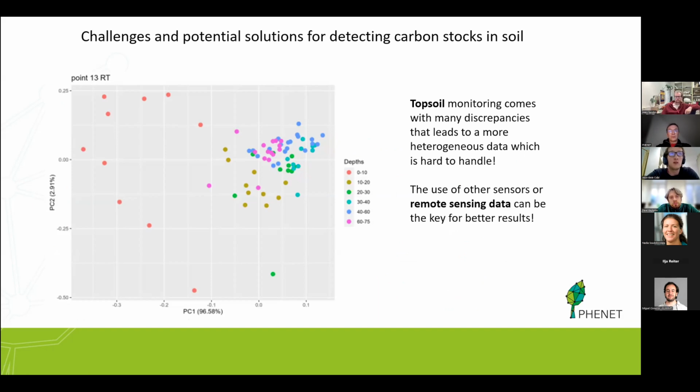Yes, one more challenge that we are facing is the topsoil. Monitoring the topsoil comes with very heterogeneous data. So the use of remote sensing data for topsoil can be really helpful to achieve better results.